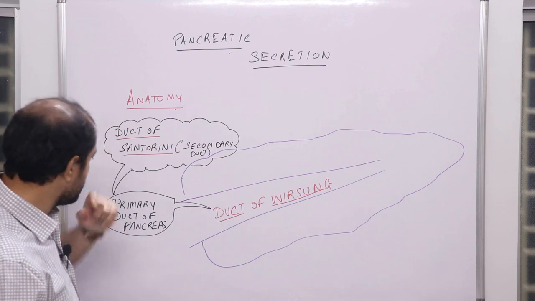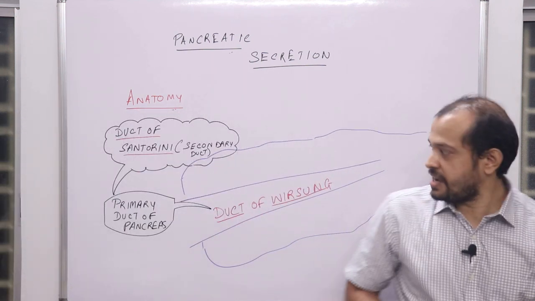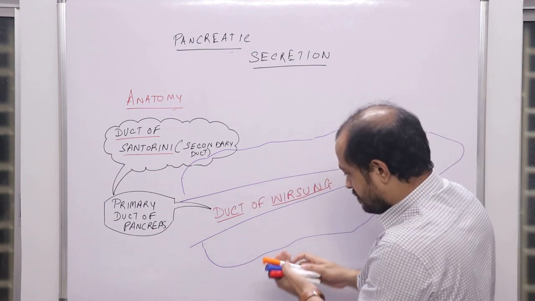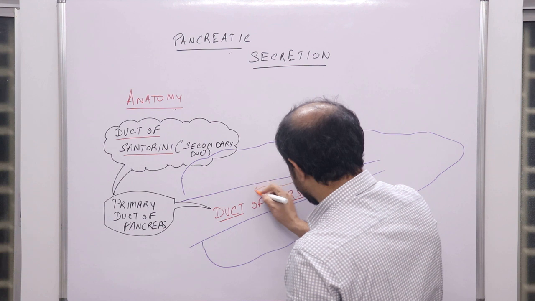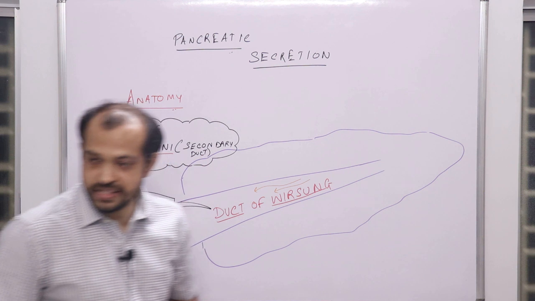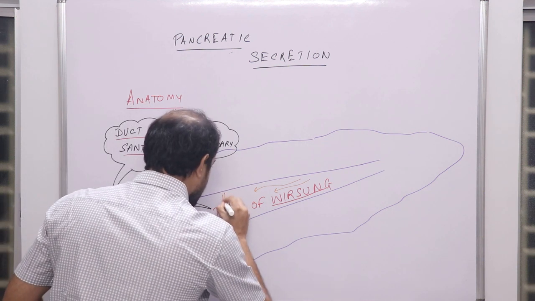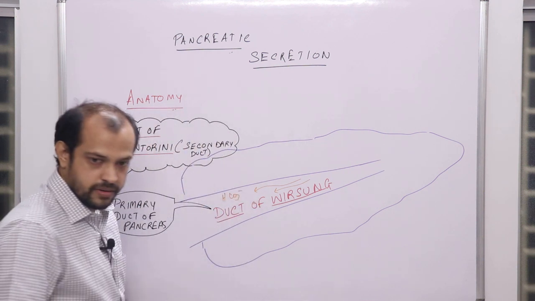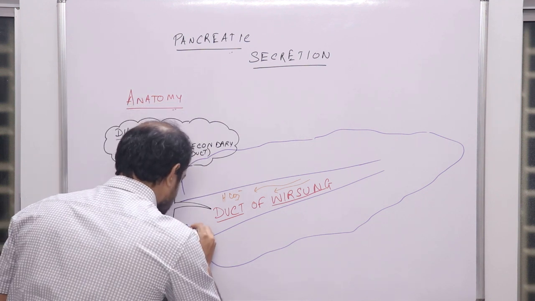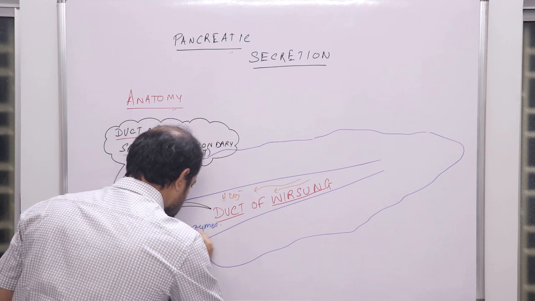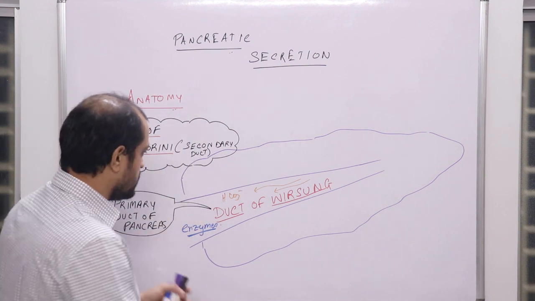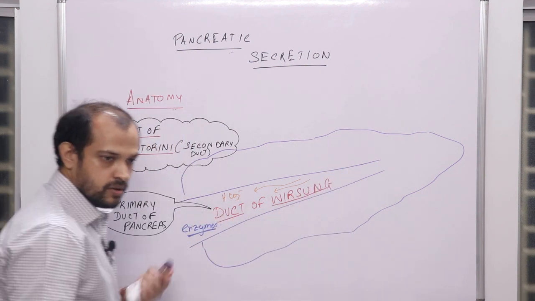Now, a very interesting point we need to understand here is that this is actually the main flowing duct, okay. From this duct every secretion is coming out. Secretion means, in this case, enzymes and HCO3 minus, okay. Clear? Enzymes and HCO3 minus all come out of the duct of Wirsung, okay.